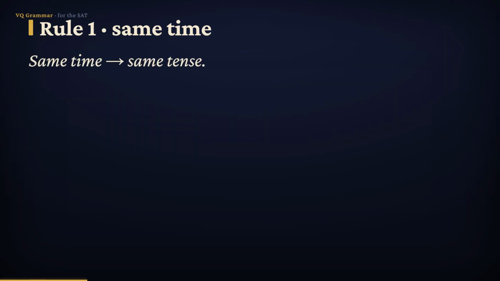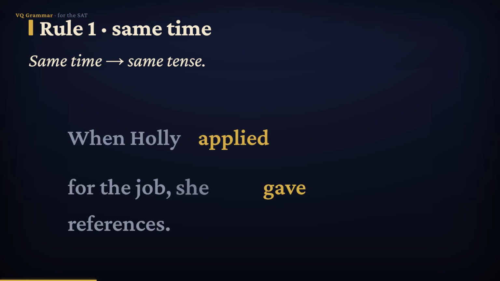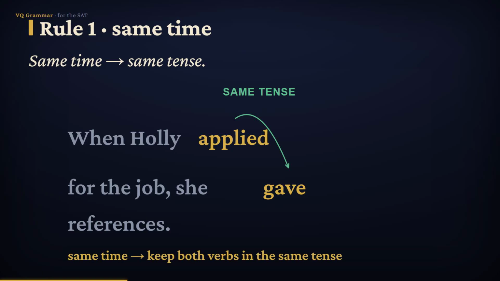The first rule is simple. When two events happen at the same time, their tenses should match. When Holly applied for the job, she gave several references. Applying and giving happen together in the same past moment, so both verbs are past tense, applied and gave. If you started in the past, stay in the past. Same time means same tense.